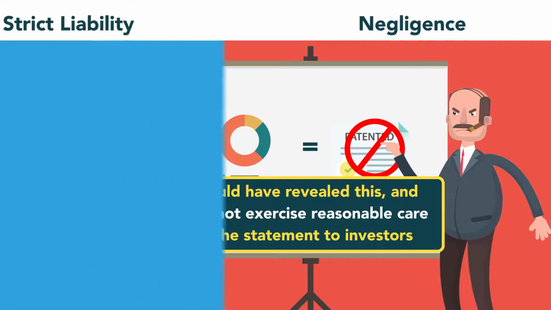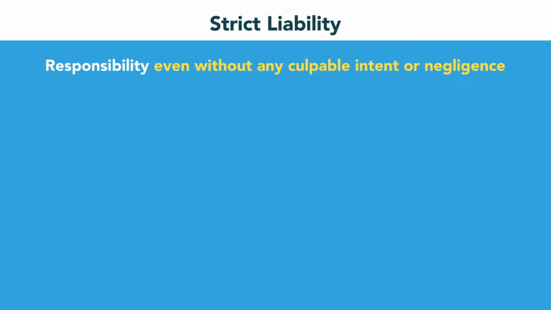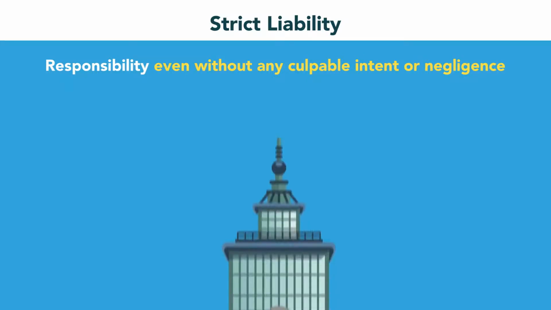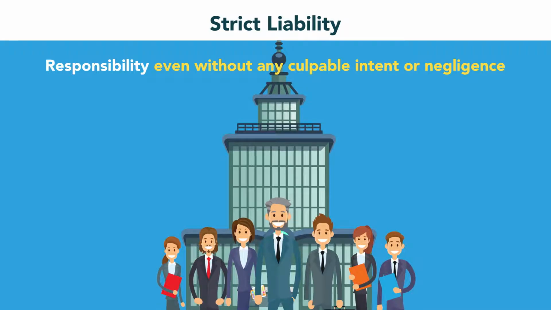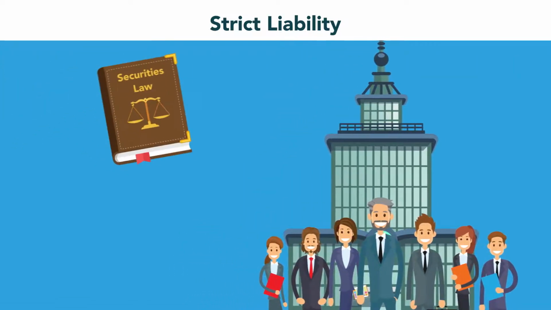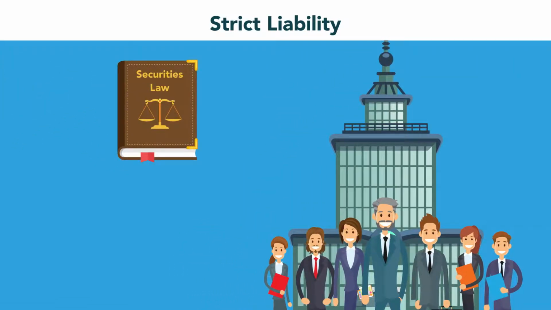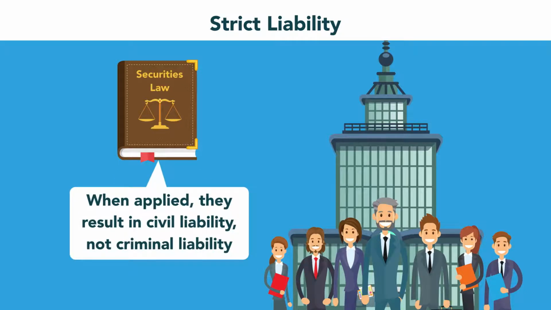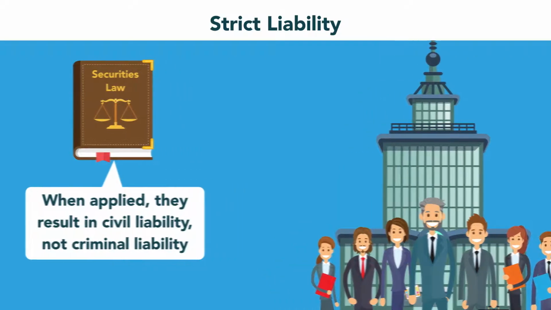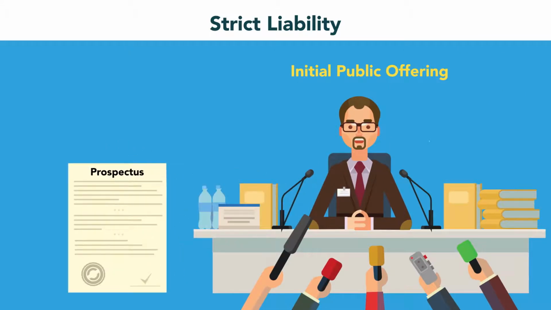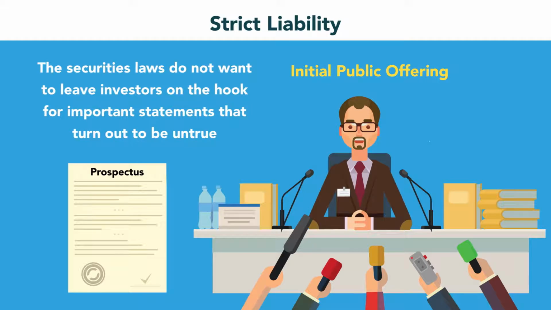Strict liability. Strict liability means responsibility even without any culpable intent or negligence. Strict liability is sometimes imposed on the idea that the company and not the investors should be responsible for a false statement. Strict liability only applies in limited circumstances in the securities laws, and when applied, they result in civil liability, not criminal liability. Companies engaged in IPOs are strictly liable for representations in their initial offering documents. The securities laws do not want to leave investors on the hook for important statements that turn out to be untrue.